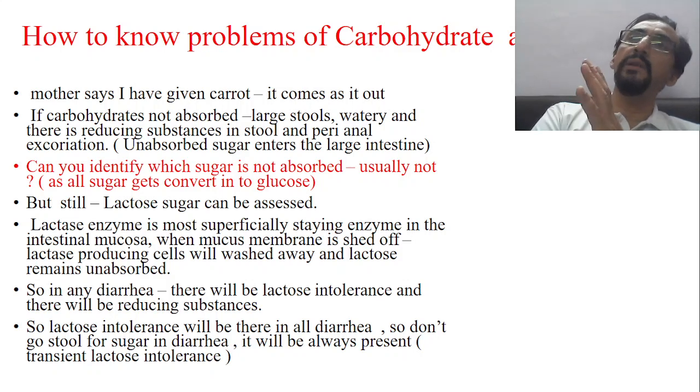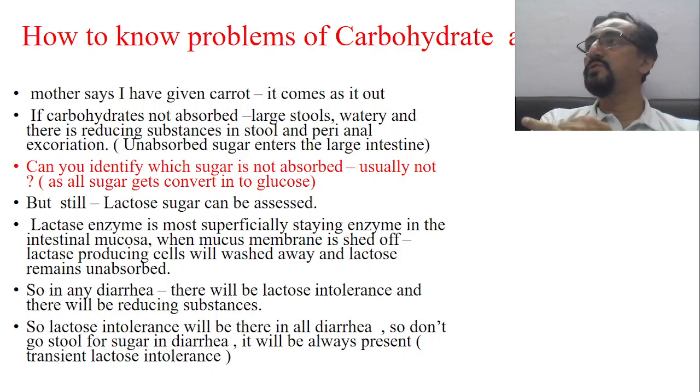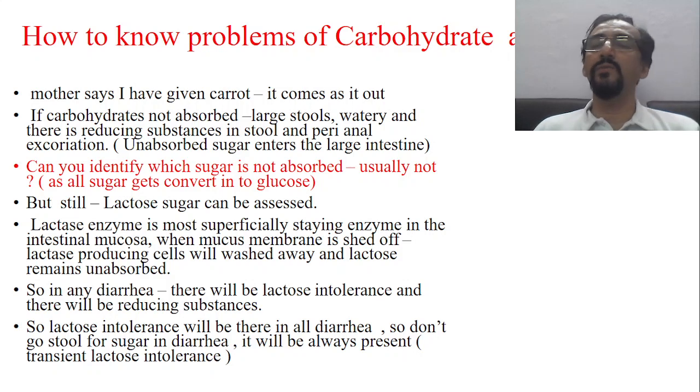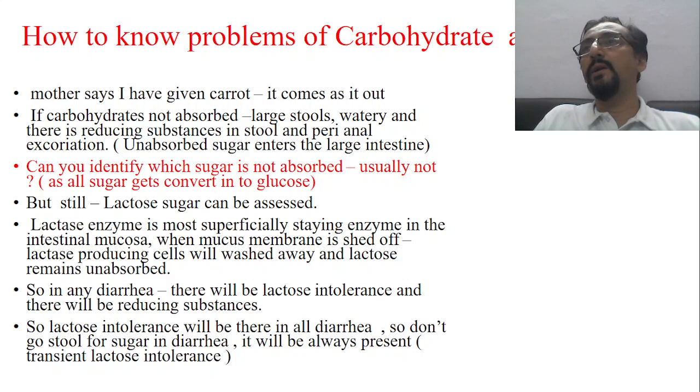Very simple. Look at the perineal excoriation. Look at the quantity of the stool. Find whether it is a loose stool, and find whether it is a large stool. Reducing substances, of course, are found only by investigations. As a result of these reducing substances, there will be anal excoriation. Reducing substances are nothing but acidic substances, so when they touch the smooth skin of the anal area, there will be anal excoriation. So if these findings are there, definitely the problem is with carbohydrate metabolism or digestion.